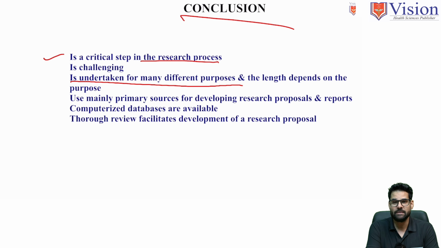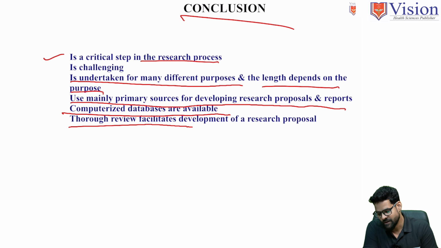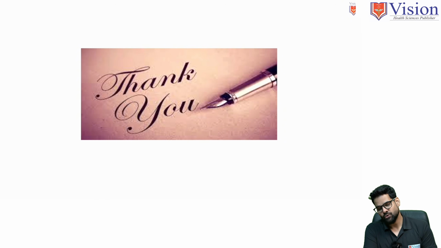As we have already discussed, sometimes you conduct a systematic review, sometimes you make your own review paper, or you conduct original research. The length depends on the purpose and many other things I have already discussed. Use mainly primary sources for developing the research proposal. Computerized databases are available these days, so you can get more recent and peer-reviewed content, which has high accuracy. Then a thorough review facilitates development of a research proposal. So that is all about this particular unit, review of literature. Thank you.